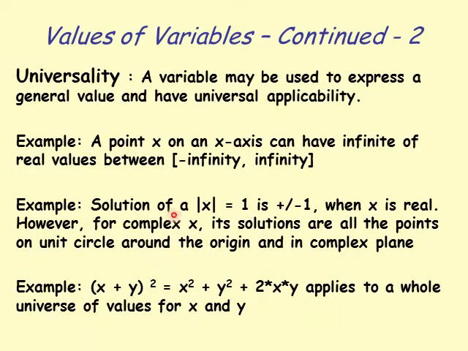Let's continue. The equation magnitude of x is 1 has two solutions, plus 1 and minus 1, when x is real. However, for complex x, its solutions are all the points on the unit circle around the origin in the complex plane. Another example: the square of x plus y is x squared plus y squared plus 2 times x times y, which applies to the whole universe of values for x and y.